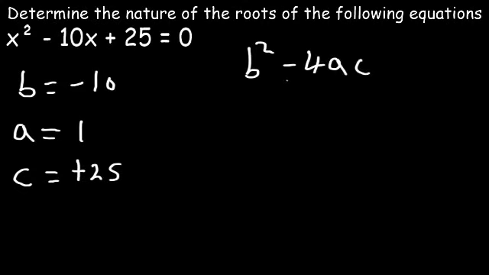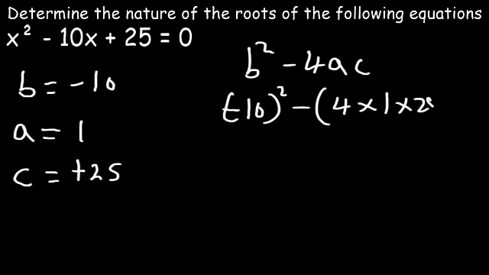And when I check, are they equal? Is my result equal to 0? Is it less than 0 or more than 0? I have 3 different conditions for each answer. Let's begin by checking the type of value we are going to be having. So let's begin. Negative 10 squared. Let me put that within parentheses. Minus 4 multiplied by 1 multiplied by 25.